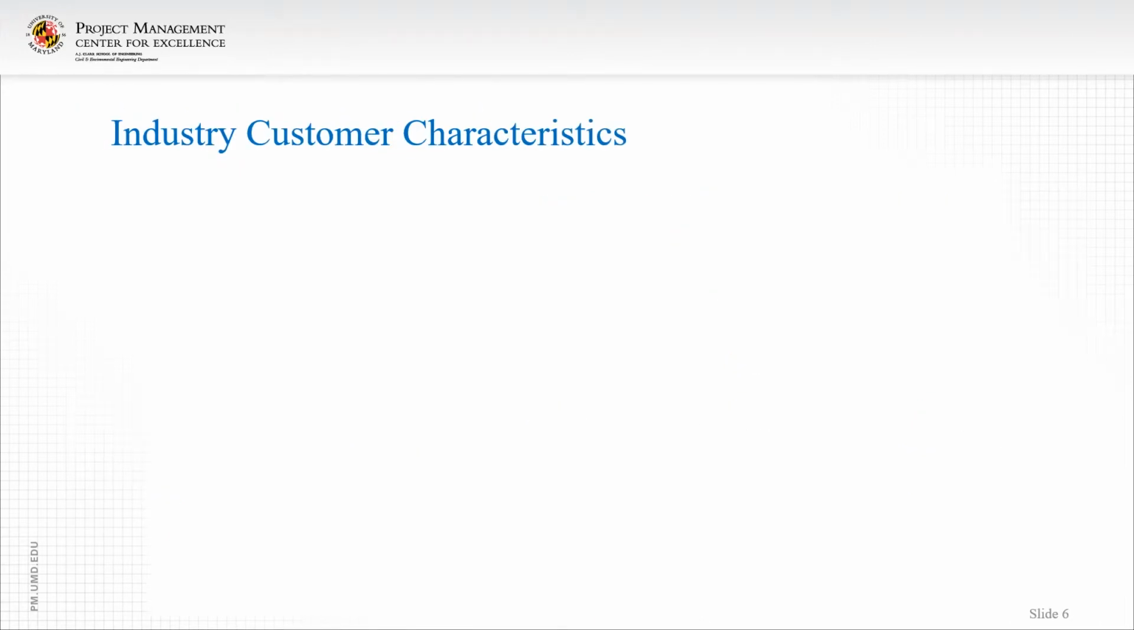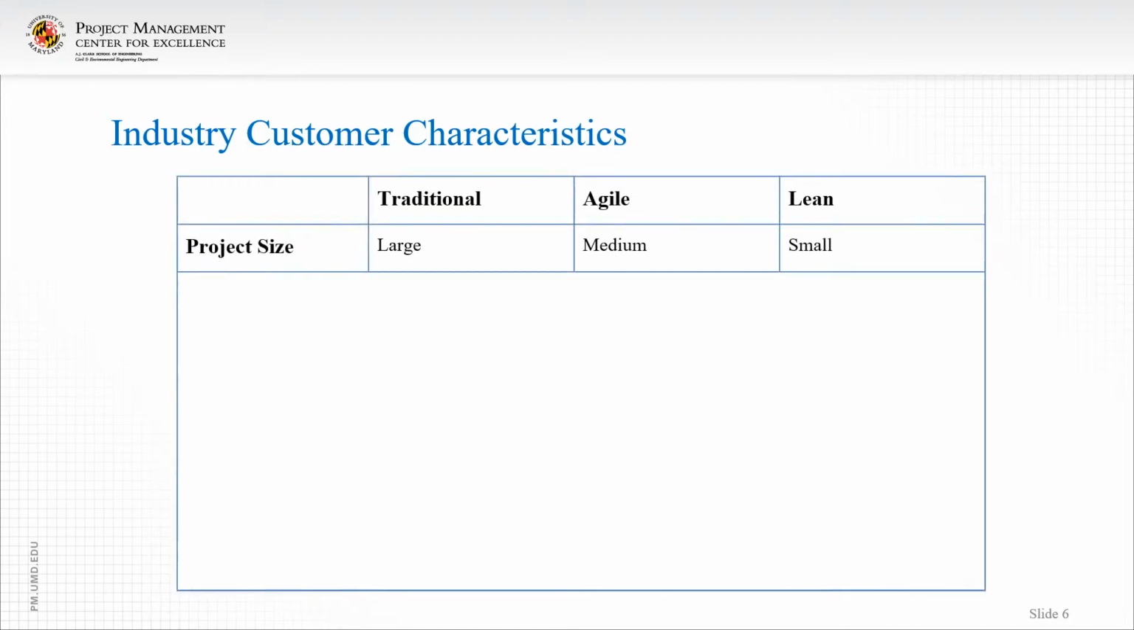So in terms of the actual industry characteristics, we are going to go through three different levels so that you understand them in a little bit more detail. The first is that when it comes to project size, the traditional projects tend to be large. Agile projects tend to be medium in size, and lean projects tend to be very small. This is the typical industry characteristics that we see.